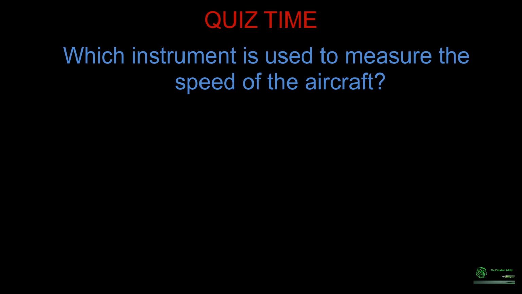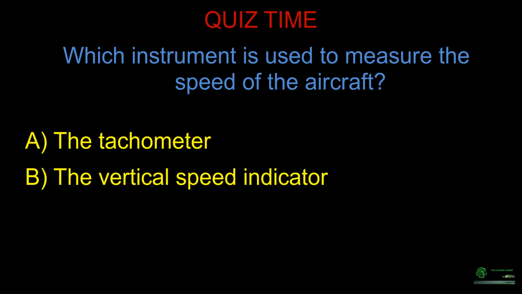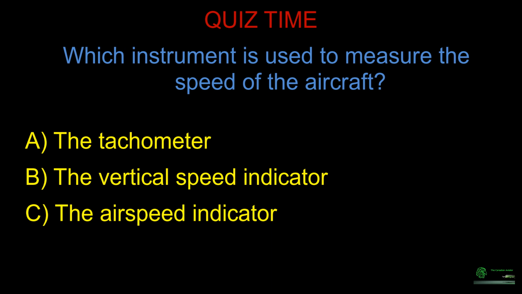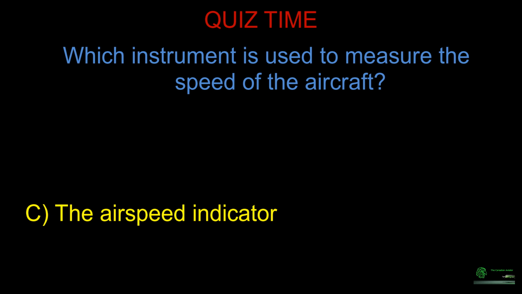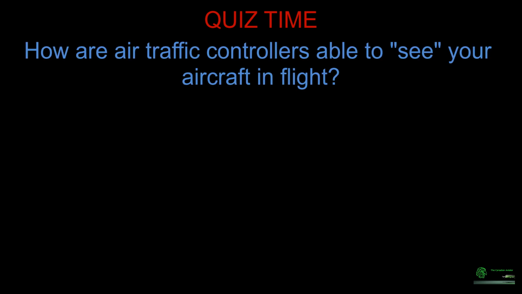Which instrument is used to measure the speed of aircraft? A. The tachometer. B. The vertical speed indicator. C. The airspeed indicator. Or D. The heading indicator. The correct answer is C. The airspeed indicator. The airspeed indicator or airspeed gauge is a flight instrument indicating the speed of an aircraft in knots.